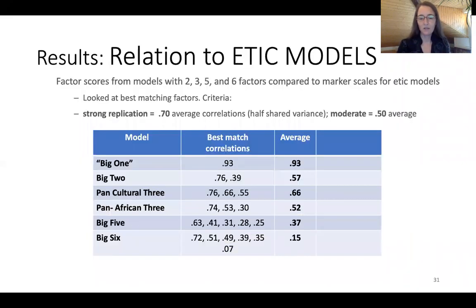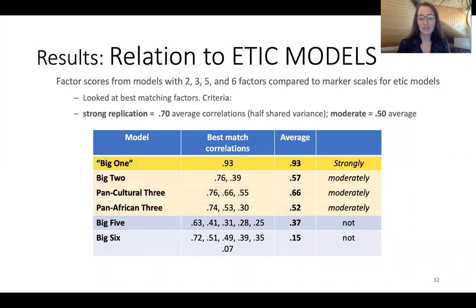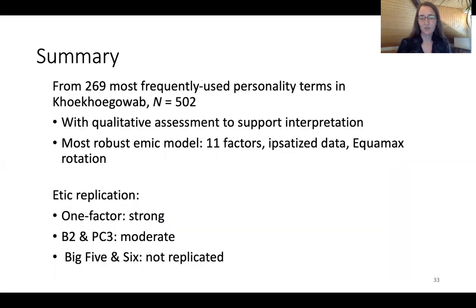As far as specific replication of the etic models, here we used those traditional models with Varimax rotation, 1 through 6 factors, to match what's been done before to maximize the chance for replication. And you see that the big one, the range of evaluative terms that shows up in a single factor in lexical studies everywhere so far, is impressively similar across contexts. No other model replicated strongly, but the big 2 and the pan-cultural 3 were moderately correlated, but not the big 5 or 6. So in summary of that part, we defined the optimal emic model to be of 11 factors. We did not replicate the big 5 or big 6, but we found similarities to other languages at 1, 2, and 3 factor levels.